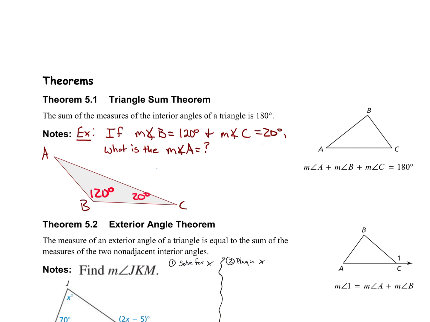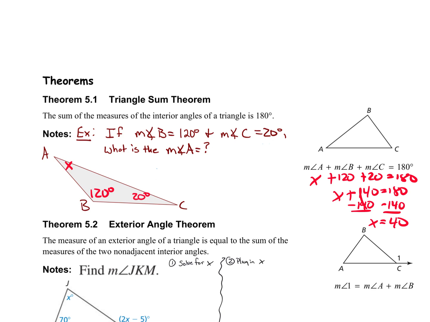So we're simply going to add those 2 together and then solve for 180. Or if you want to think about it this way, measure of angle A, we don't know, it's called x. So we can say x plus 120 plus 20 equals 180 and solve for x. x plus 140 equals 180, and I can subtract, and x is equal to 40 degrees, or measure of angle A.